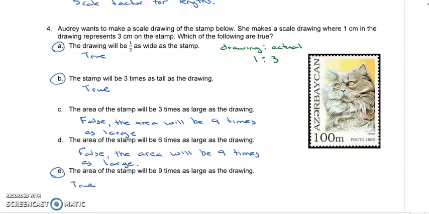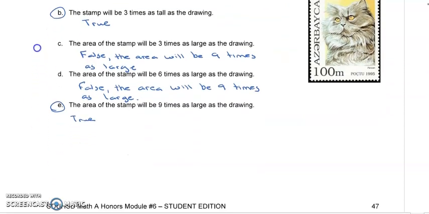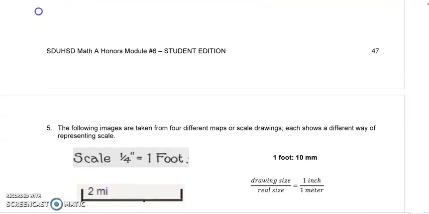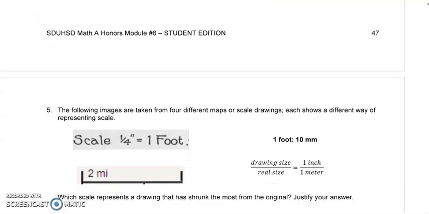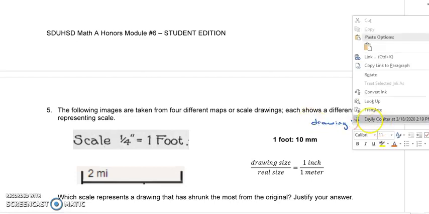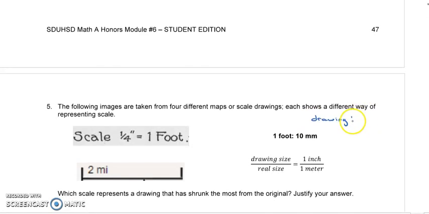All right, let's flip the page. I want you to read through number 5 and decide which one of those has shrunk the most from the original, and then explain your answer as you go. And I want you to be thinking about when you're looking at these, it's the drawing compared to the actual. All right, let's give that a try. Hit pause.